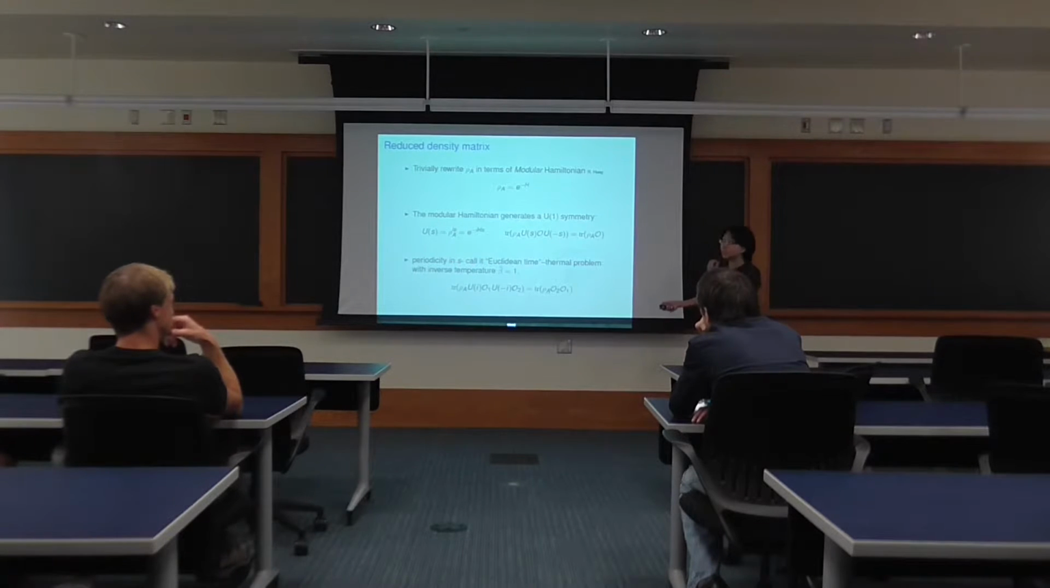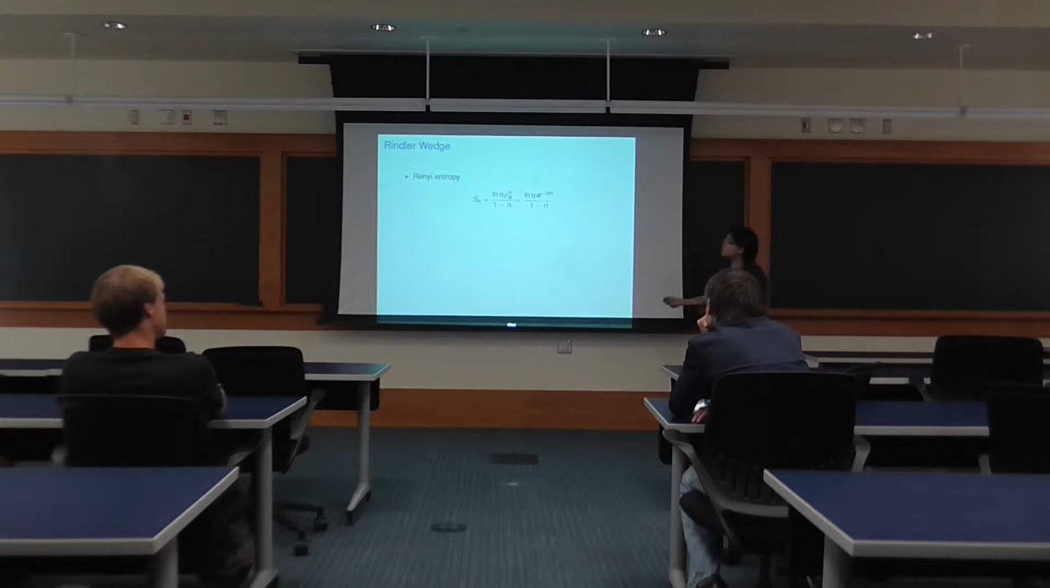Also, you can see that if I take S to be complex, there is a periodicity in S in the complex time, again simply because it commutes with rho A. So it looks like we're dealing with a thermal problem with some inverse temperature that we could set to 1. If we are computing the Rényi entropy, then we'll be taking rho A to the power n, so we'll be looking at a problem with inverse temperature n.